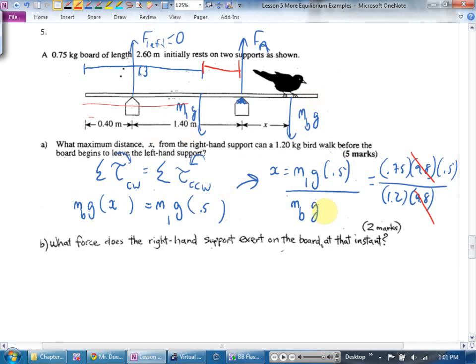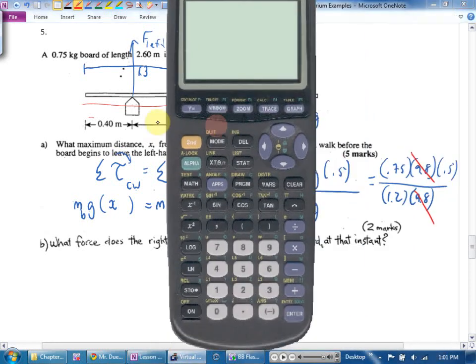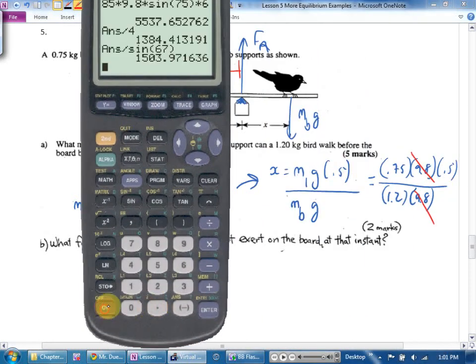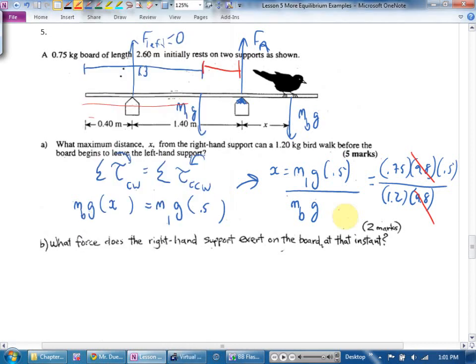So this is going to be 0.75 times 0.5 divided by 1.2. And I get 0.3125. X equals 0.31 meters. The bird can walk out 31 centimeters, and just past 31 centimeters is when the whole thing will start to tip.